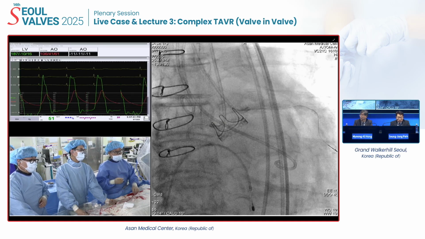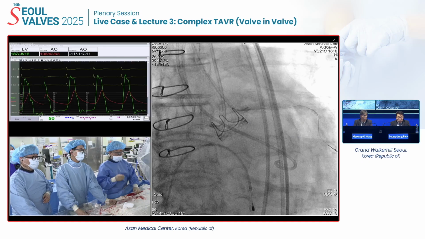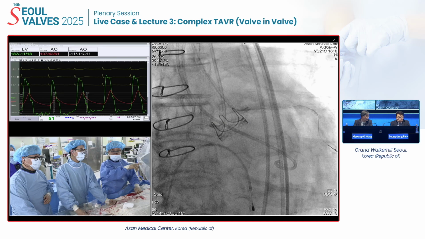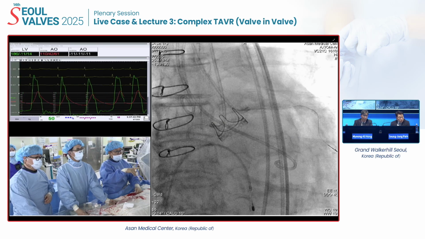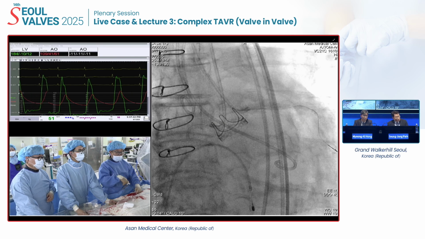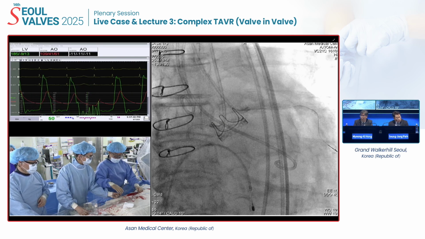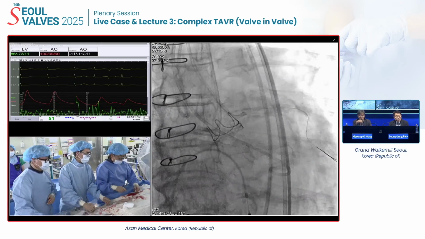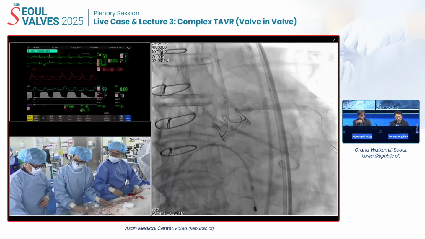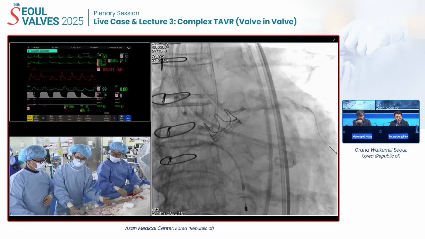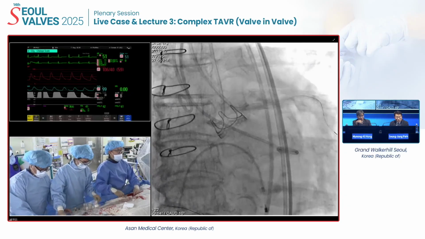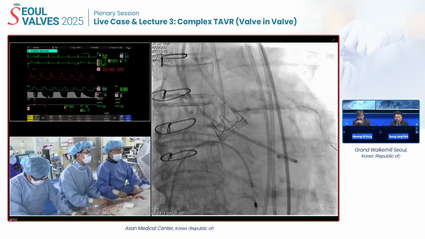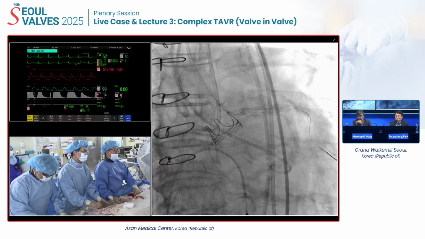So absolutely, with the SAPIEN valve, we should do predilation 100%. Sometimes the wire does not pass the failed surgical valve. Even if we consider the Evolut system, it is sometimes very difficult to pass the wire. So we do the predilation. Which balloon size did we use? 18, and the inner diameter is 19. Inner diameter 17, okay. Do you consider using cerebral protection devices for this patient?